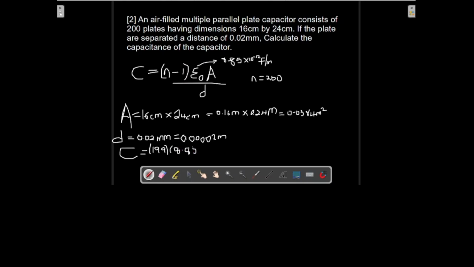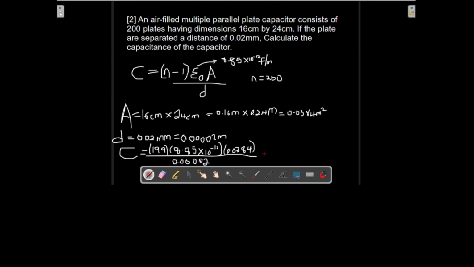8.85 times 10 to the power of negative 12, multiplied by our area, which we got to be 0.0384, and then divided by the distance now, which we got to be 0.0000 and 02.